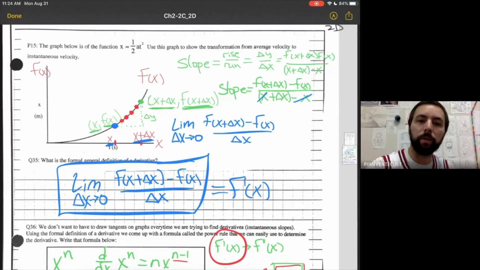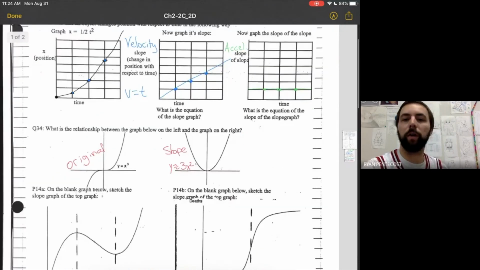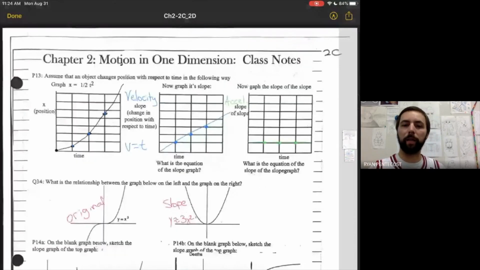Right? But 2C and 2D, this was part of our bridge of taking learning calculus and starting to apply that to the physics that we'll be using in class, kinematics, specifically position, velocity, and acceleration, and moving back and forth between the two using calculus.